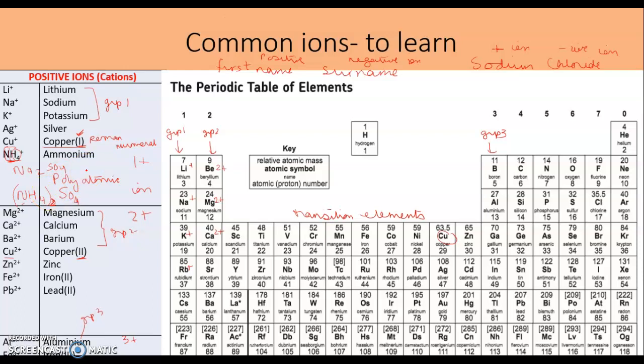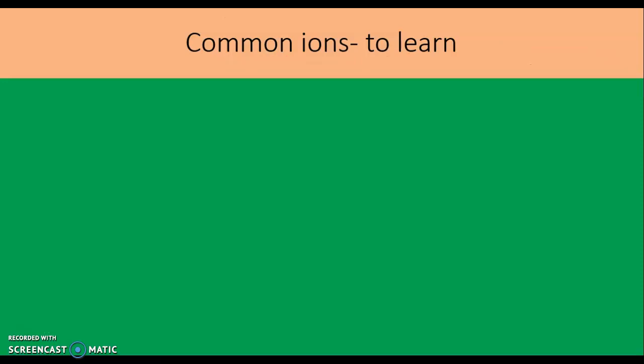So that's all about positive ions. So some of them you will have to learn. So ammonium, I would recommend you memorize. Silver you would need to memorize. Zinc you would need to memorize, but the rest you can figure out by using the periodic table or by looking at the name itself, like copper 1, copper 2.